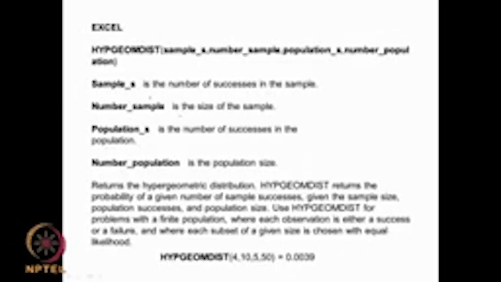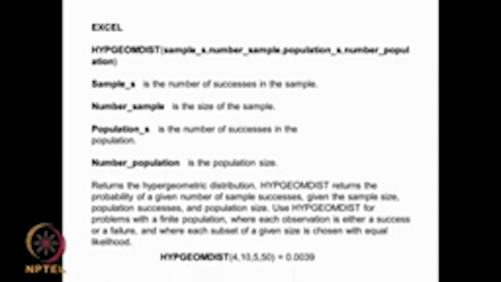There is a function, hypergeometric distribution, okay. In that we have sample, successes, number of samples. So, this will be like x, this will be like small n, this will be like your capital S, and this will be like your capital N. Do you understand? Okay, let us look at it for this particular problem situation.